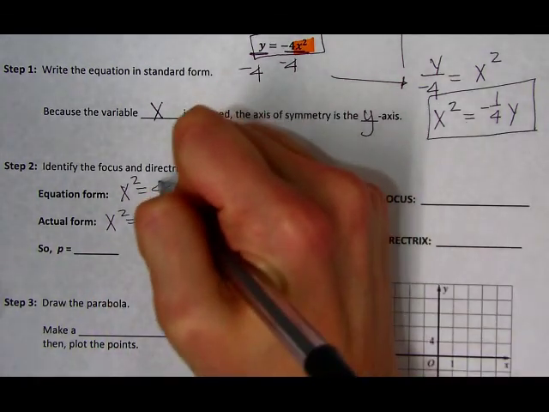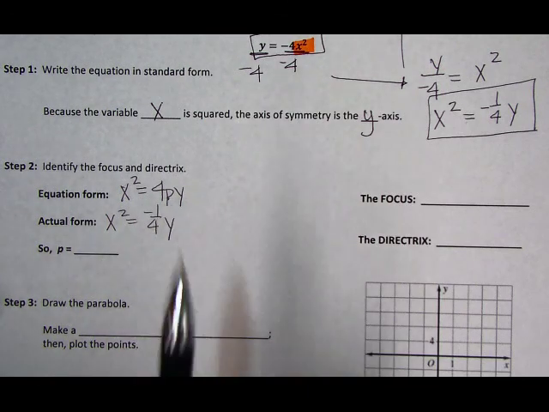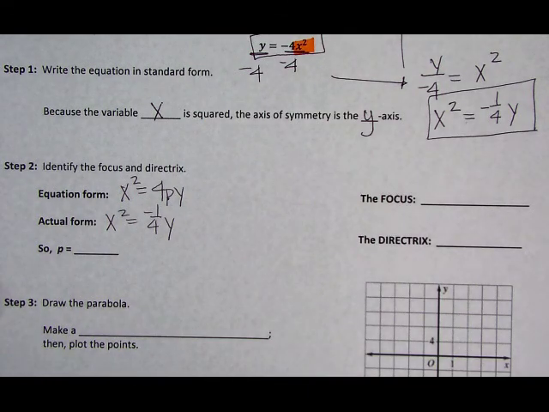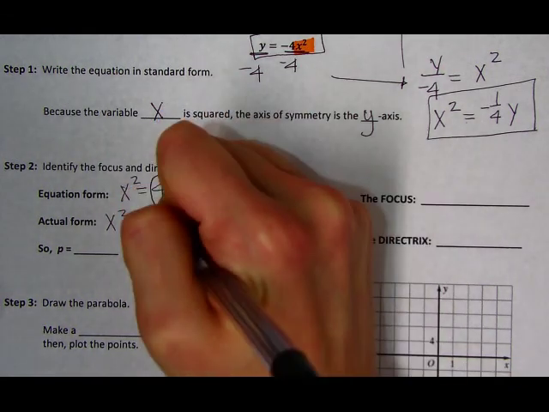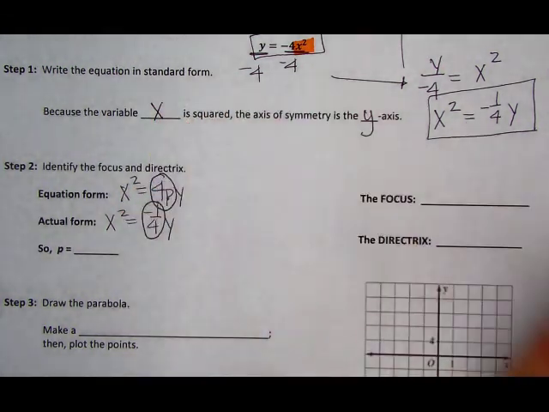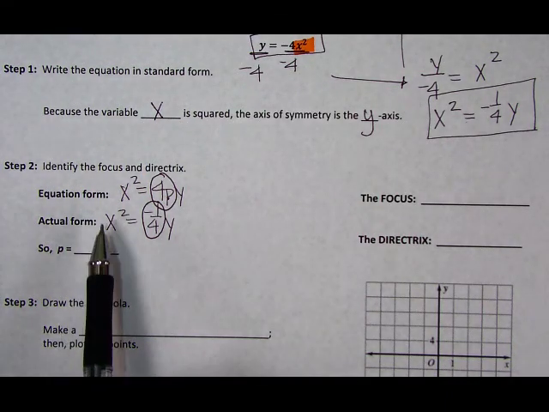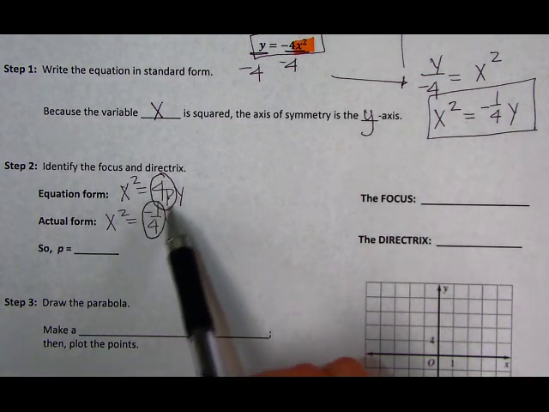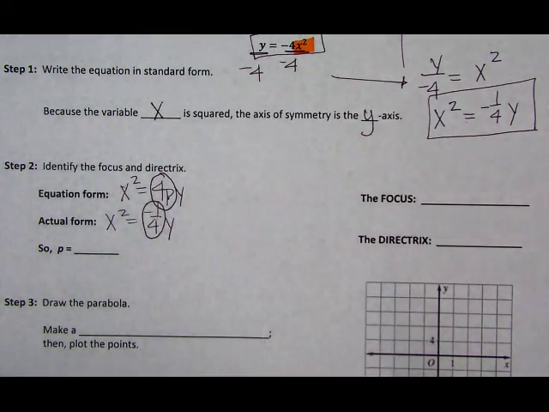And I'm going to do something really quick. In order to know how to graph, I have to know my p-value. My p-value, remember, is the distance from my vertex to my focus. So I need to know what my p-value is. But at this point, I don't know what the p-value is. But my equation form and actual form match up very similarly. I've got my x squared on the left. I got my y's on the right. So the pieces in the middle, the 4p and the negative 1/4, I know have to be equal to each other. They're in the same spot.